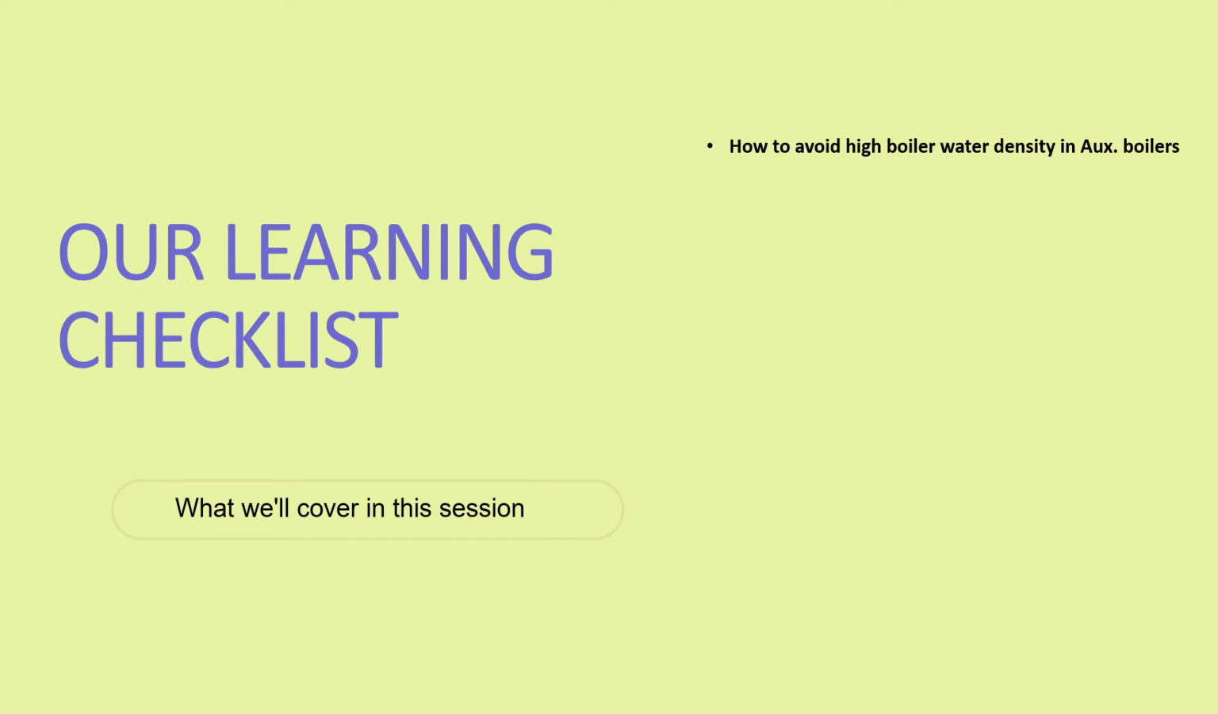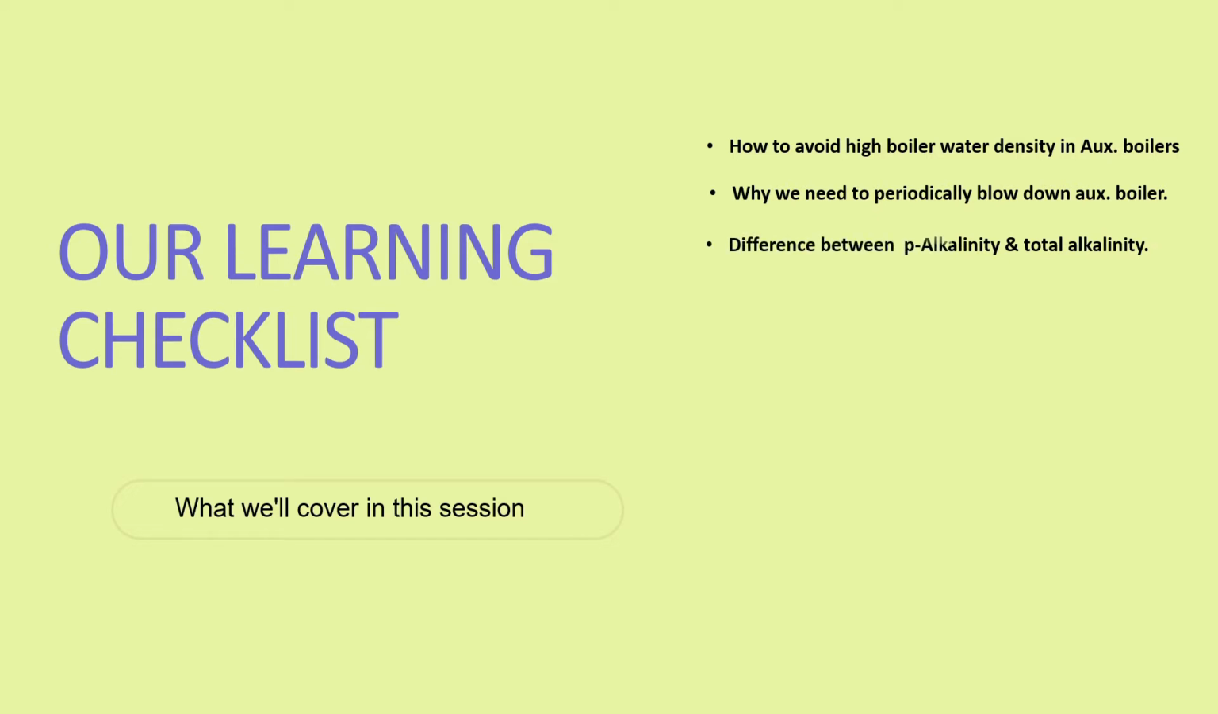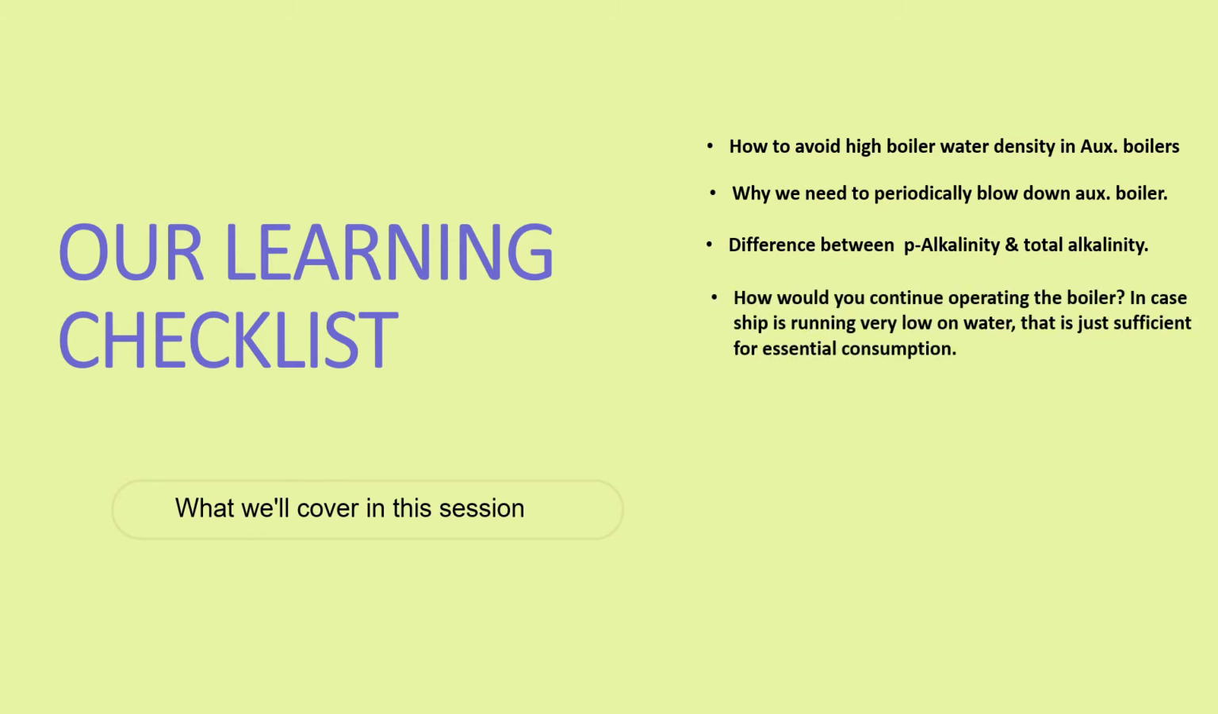First, how to avoid high water density in auxiliary boiler, why we need to periodically blow down auxiliary boiler, difference between P alkalinity and total alkalinity, how would you continue operating the boiler in case ship is running very low on water that is just sufficient for essential consumption.